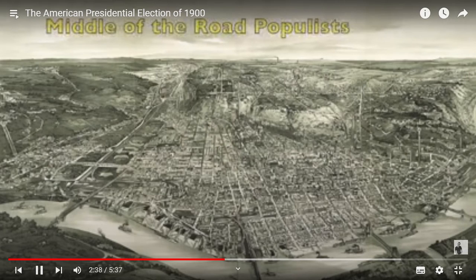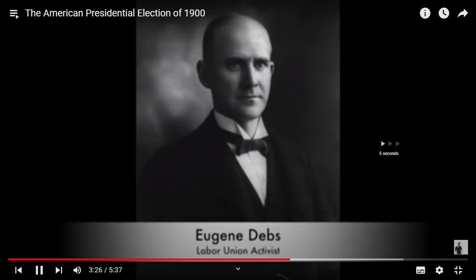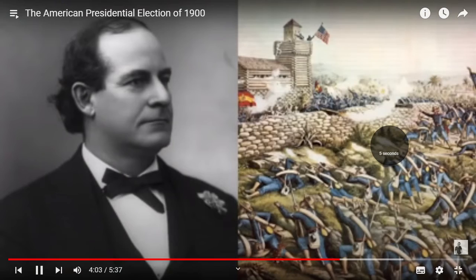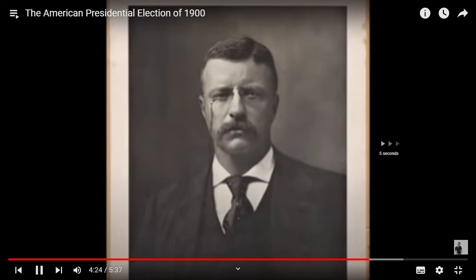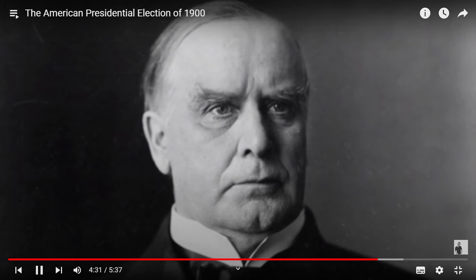So this election, while the Populists played a smaller role, would end up being an important force to reckon with. McKinley went on to re-election. And here are the results.